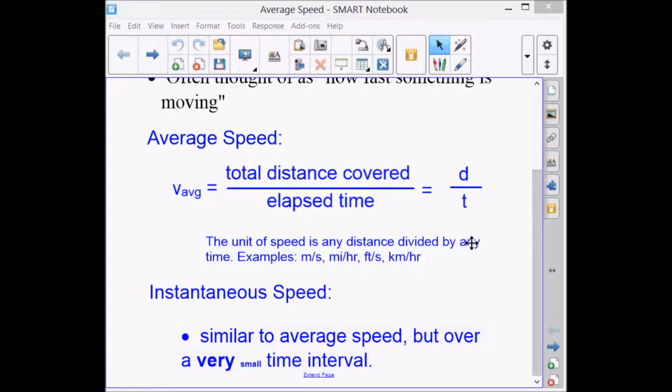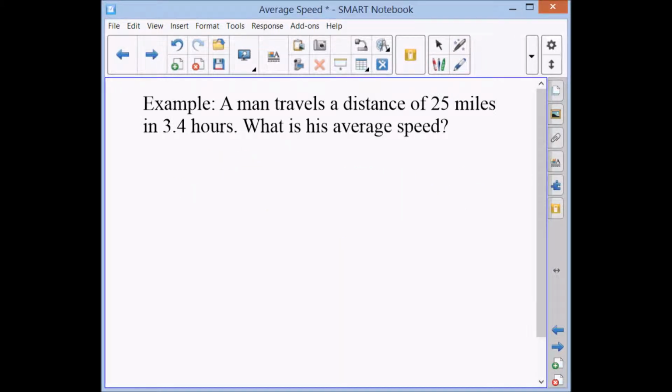Okay, so this is the most basic equation that we're going to use in all of physics. We're going to be using the concepts of average speed and instantaneous speed in much more complex problems. But in reality, this is just where it all begins. Okay, so let's do an example.